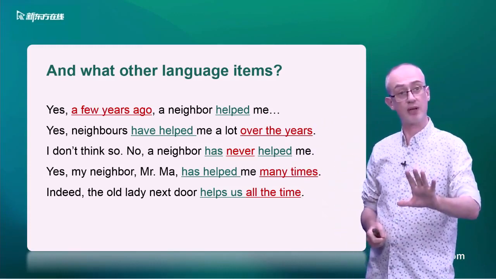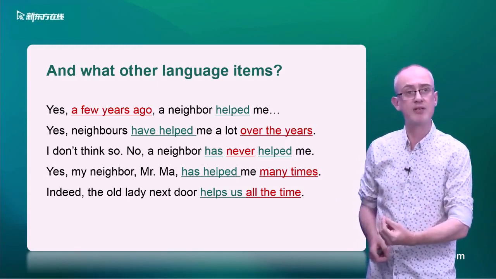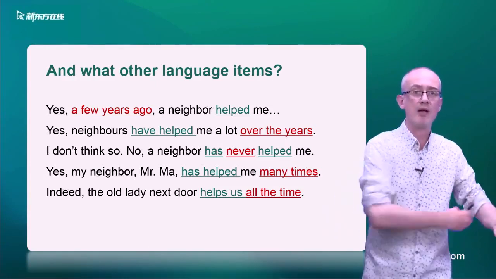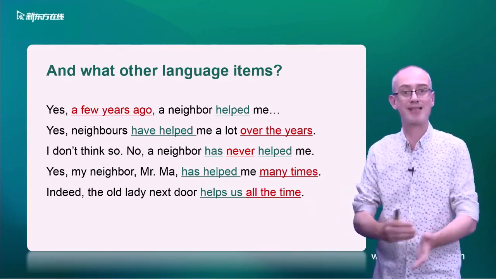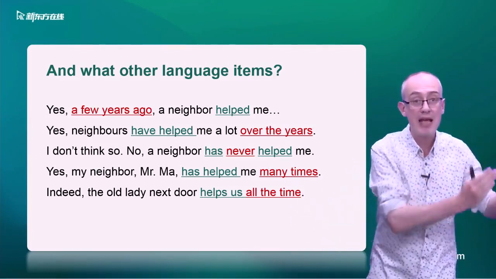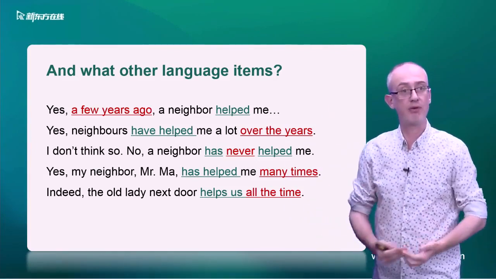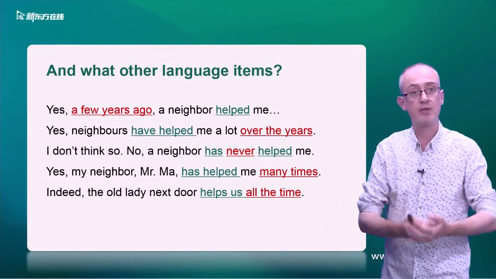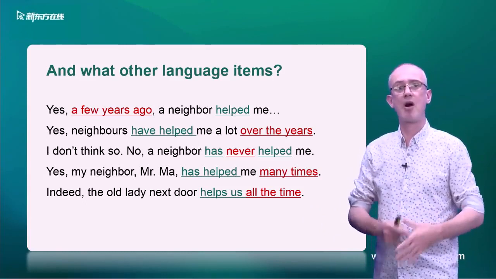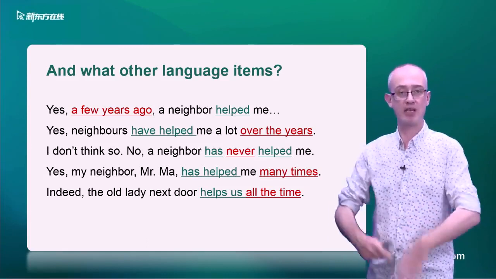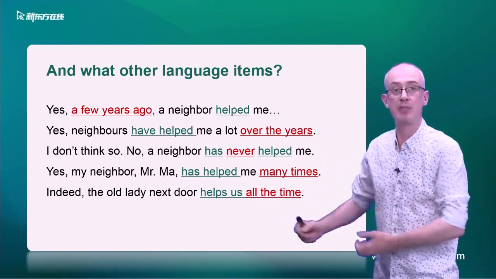I don't think so. No, a neighbour has never helped me. Present perfect tense, because something that began in the past, a situation, a neighbour in my life has never helped me. Something in the period of time in the past until now, present perfect, plus negative adverb of frequency, never. Yes, my neighbour, Mr. Ma, has helped me many times. Again, period of time in the past until now. He has helped me many times.